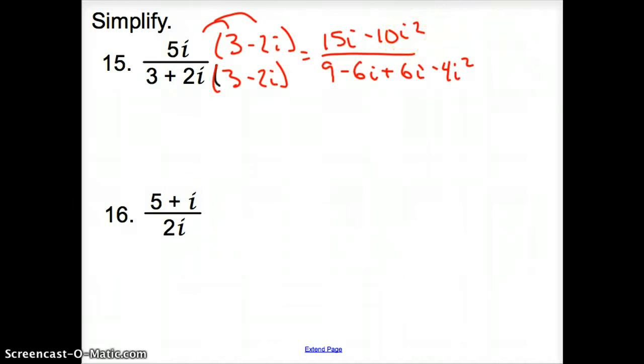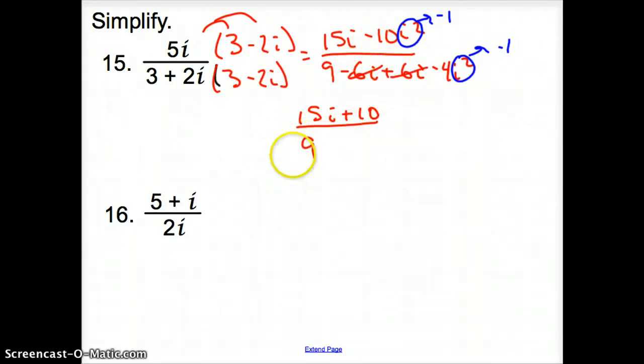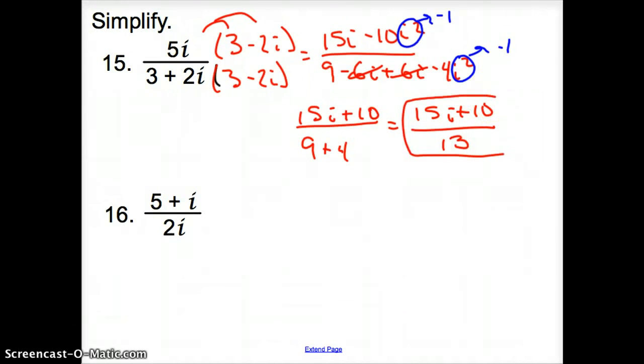Well, our i squareds turn into negative 1. So now on top we have 15i plus 10. Do you agree? Because the negative makes that a positive. And then makes this a positive. So it's 9. These guys cancel out to get plus 4. We simplify to get 15i plus 10 over 13 for your final answer.